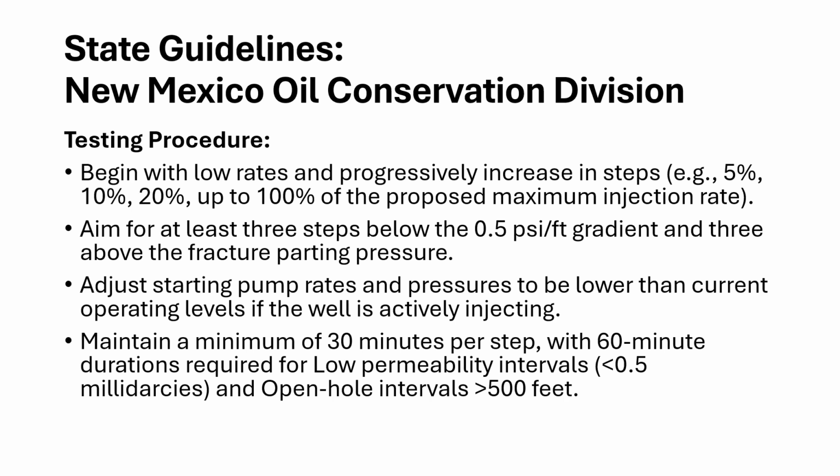Some regulators would add a step of 0.5, or half a barrel per minute, and that could be pretty hard to achieve for a frac pump. So you may have to have a smaller pump on hand. But going on, aim for at least 3 steps below a half PSI per foot gradient. That can be difficult given the gradient of a freshwater column is 0.43, but we can deal with that and pump at a low enough pressure to get that done. And then you need at least 3 steps above the fracture parting pressure. Otherwise, a regulator may decide that the step rate test is inconclusive.